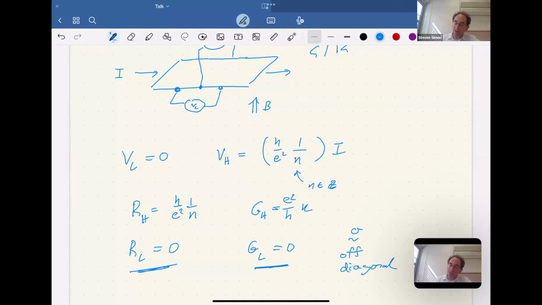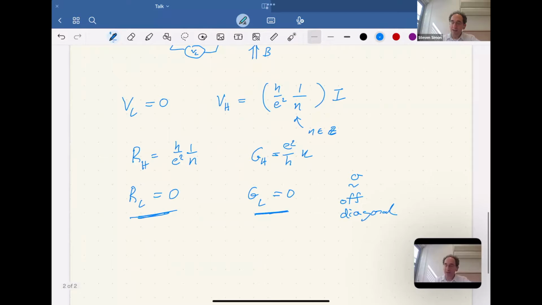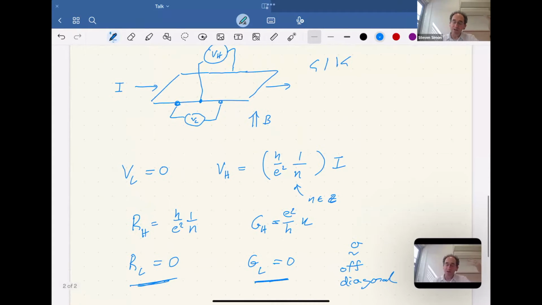Anyway, the quantization of this number is extremely precisely given in terms of Planck's constant and the charge of the electron to about a part in 10 to the 10 or 10 to the 11. That's a rather remarkable level of precision for an experiment that fundamentally is done in dirty conditions. So you don't know if there's dirt in your sample, you don't know the shape of your sample, you don't know exactly how you attach the contacts in your sample.